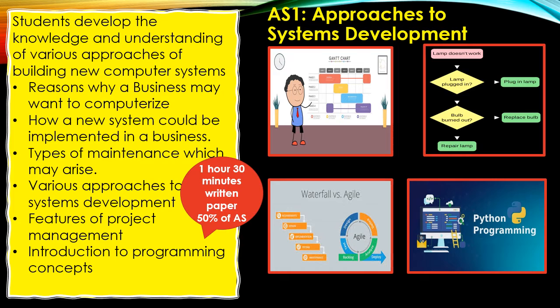It would look at a number of things, such as why would a business want to computerize, how a new system could be implemented into that business, types of maintenance which may arise, the various approaches to systems development, and features of project management, where we're using Gantt charts to schedule the various activities as we're working through the new system. Also, in this, we will look at programming, and we would use a programming language called Python to introduce the main concepts of programming, such as iteration, sequence, and selection.